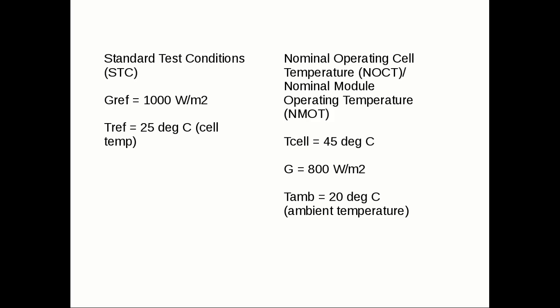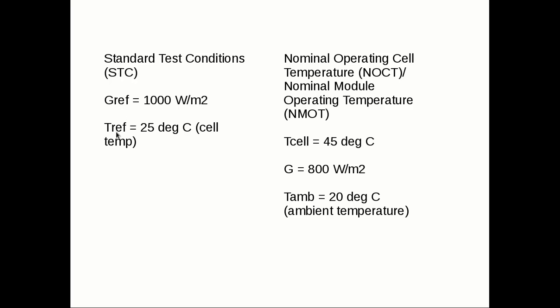and these are the test conditions which are always specified in the data sheets. You'll find usually two major test conditions specified. The first one are the standard test conditions. The standard test conditions are basically ideal conditions, and that is defined as G, which is the incident solar radiation. G is designated as Gref at standard test condition and is equal to 1000 watt per meter squared.